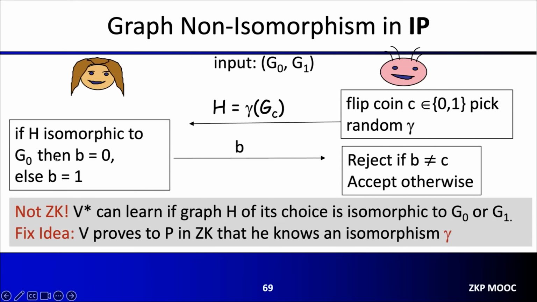How do we modify it to be zero knowledge? The verifier essentially, before the prover answers, will have to prove to the prover. So now it's sort of a switcheroo. He's going to send him H, and then he will prove to him that he really did these steps. He really applied this isomorphism to G sub C. It's beyond the scope here, but there is a way for the verifier to do that.